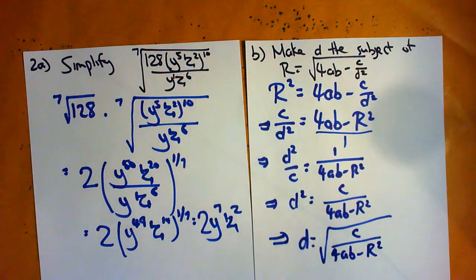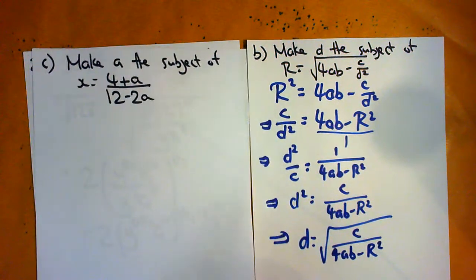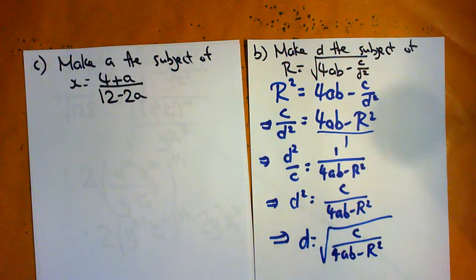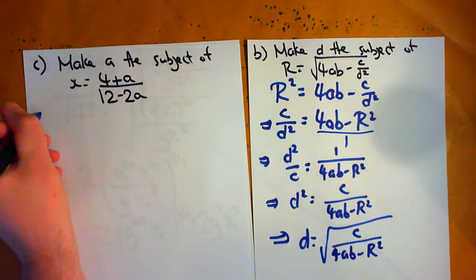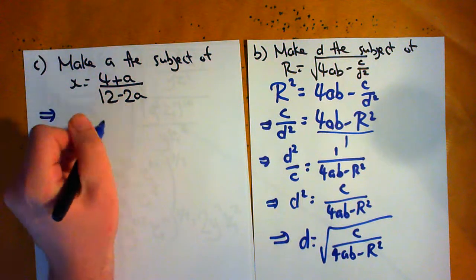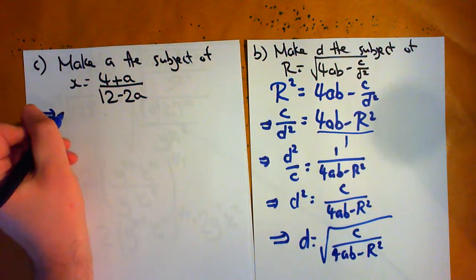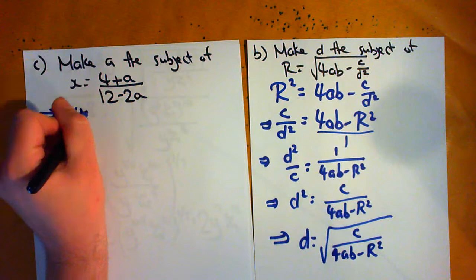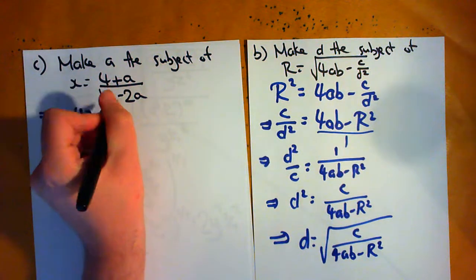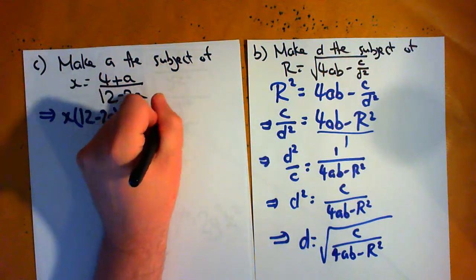Now question C, we have a bit more rearrangement to do. x equals 4 plus a over 12 minus 2a. We need to solve that for a. So the first step in that process is going to be to multiply through by 12 minus 2a. So we get x times 12 minus 2a equals 4 plus a.